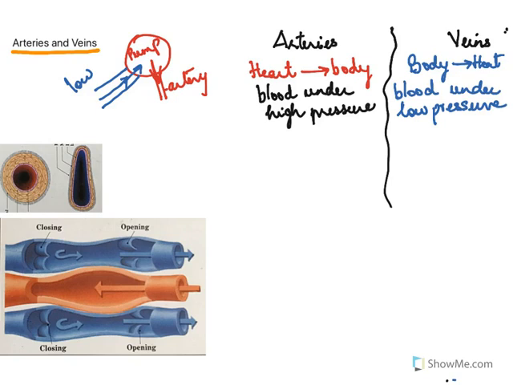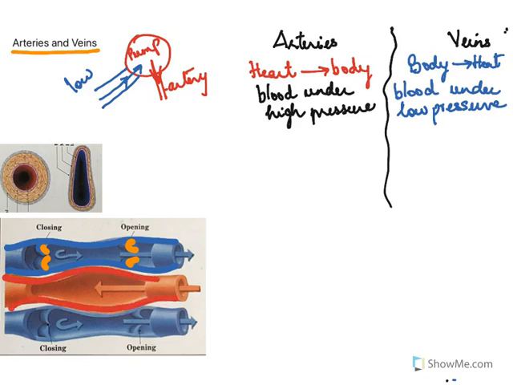Look at this picture here, this is the vein. If you compare the structure, the vein has got these valves here. See these valves. But the artery has no such valves. This is the artery, no such valves.